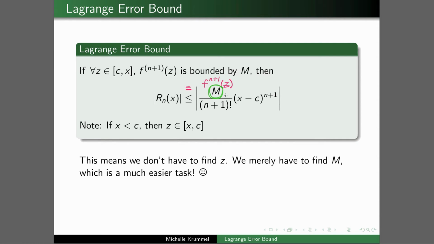That upper bound is M. Because this is the largest possible value, but it's not really the value of our n plus first derivative at z, we have to change our equal sign to an inequality. So this allows us to find the maximum possible error, not the exact value of the error, just the maximum possible value of the error. And what this means for us in our computation is we do not have to find the exact value of z. We merely have to find M, which is a much easier task.